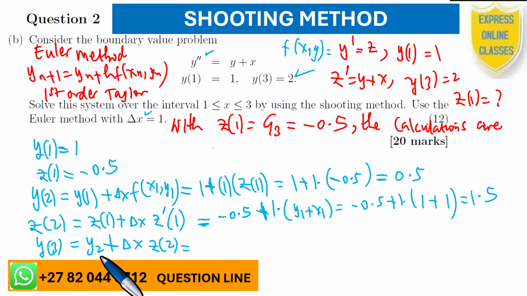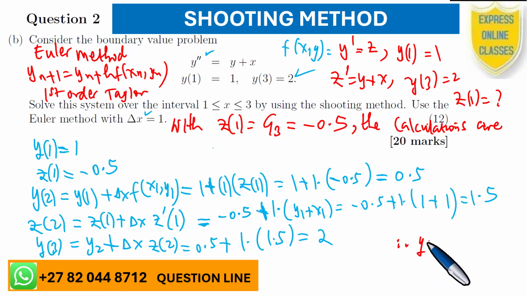Let's continue. Now I want us to examine the y2. Y2 is 0.5. Delta x is 1. Z2 is 1.5. 1.5 plus 0.5 is 2. This is a eureka moment, because we are able to conclude that y at 3 equals 2, which is what we want. Y at 3 equals 2. So we achieve something very, very precious.